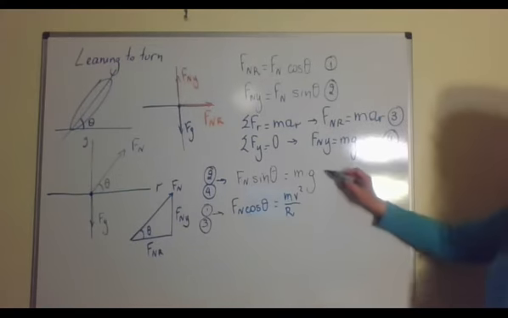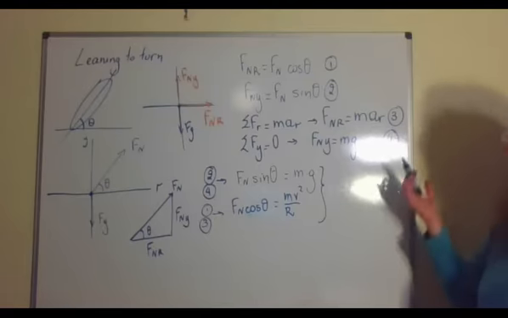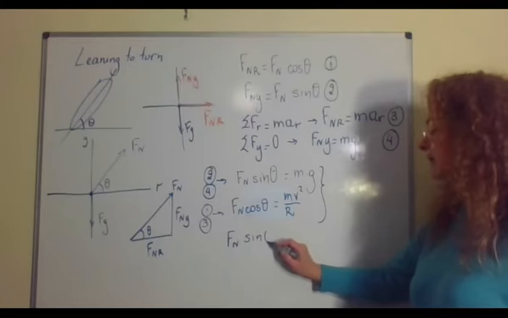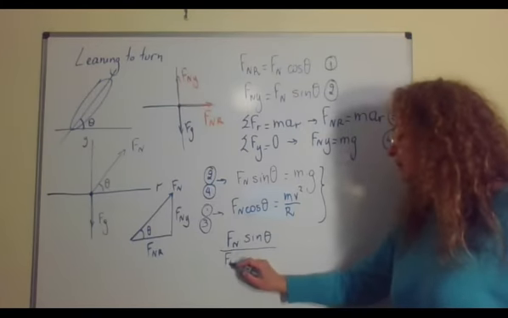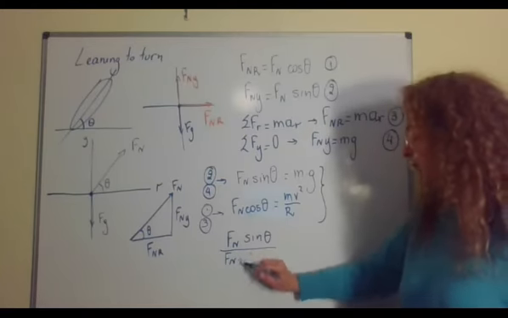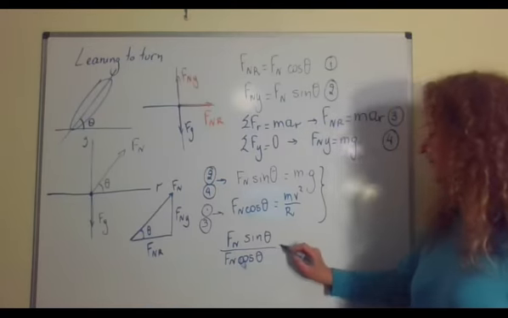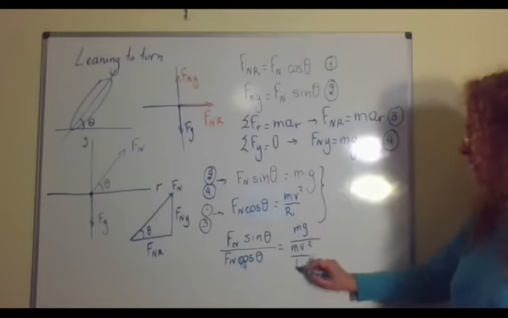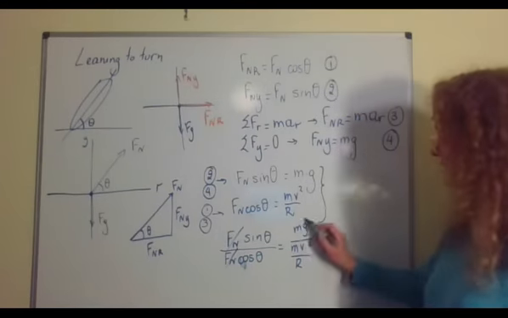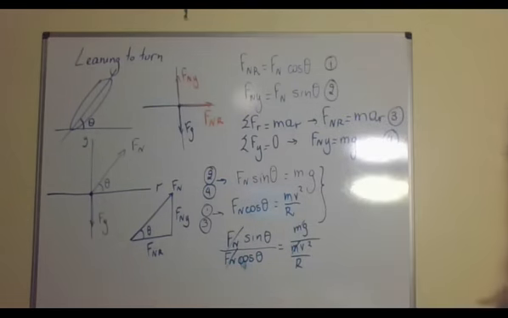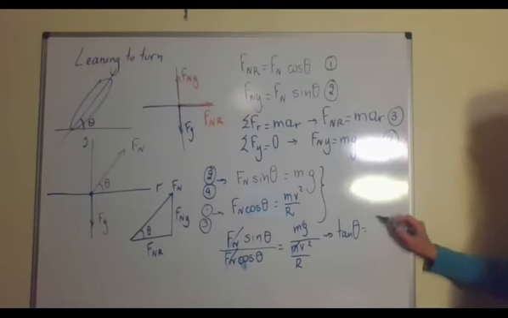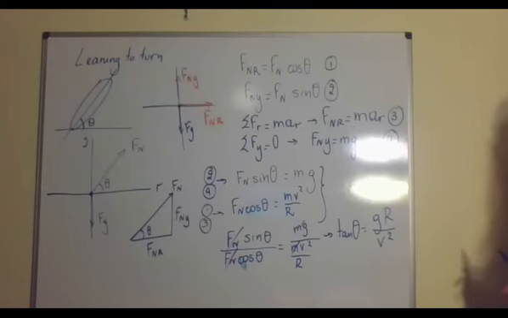Now, by dividing these two equations, again, I have that normal sine theta over normal cosine theta equals mg over mv squared over r. Getting rid of the masses, the mass does not matter again. I do find that the tangent of the angle theta will be gr over v squared.